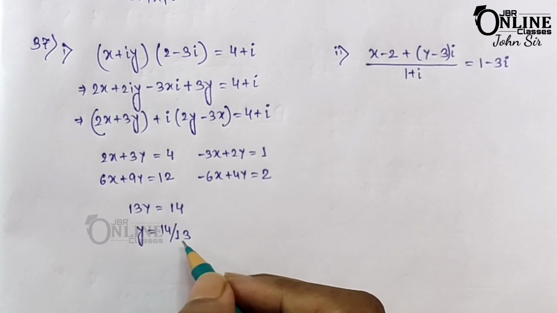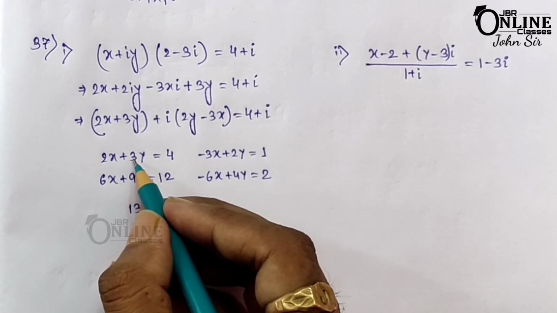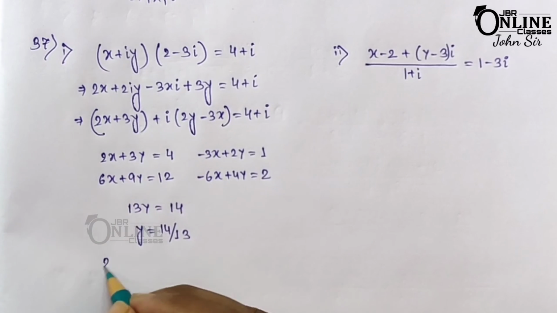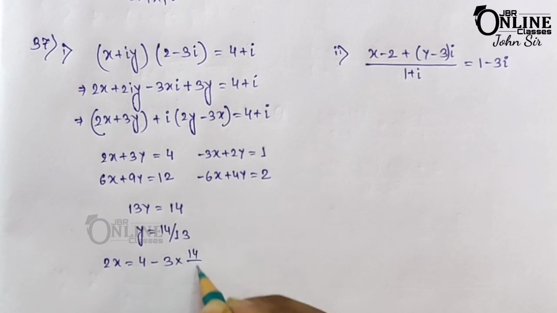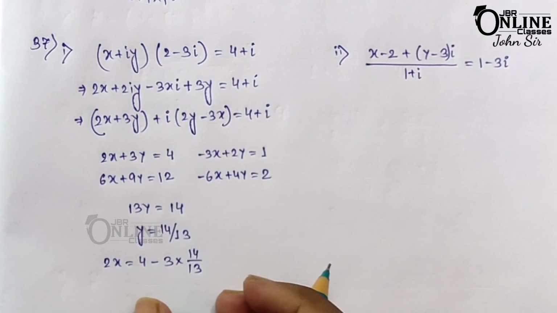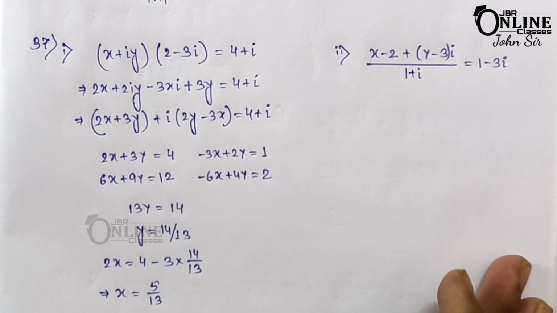Okay, and if y equals 14 by 13, then just put down the value of y in the first equation. So that means here 2x equals 4 minus 3 into 14 by 13, and from that you can easily find out the value of x, which is 5 by 13.